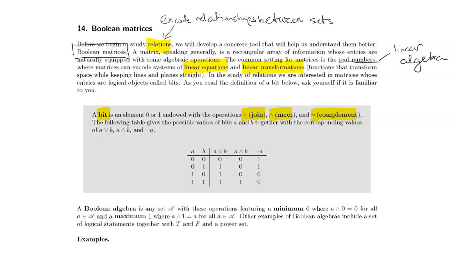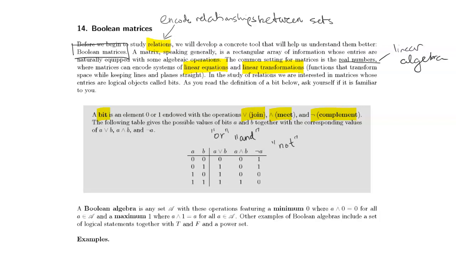So we can see that A join B is equal to 1 unless both A and B are 0. This looks a lot like the OR operator from logic. I'm going to put quotation marks around the word OR because it's only OR when it's implemented in logic. Everywhere else it's called join. The meet operation is defined to be 1 only when both A and B are 1, in which case we consider the meet operation to be kind of like AND. And then finally, the complement of A is defined to be whichever bit A is not. So if A is 0, A complement is going to be 1. If A is 1, A complement is going to be 0. In that sense, the complement operation looks like the word not from logic.